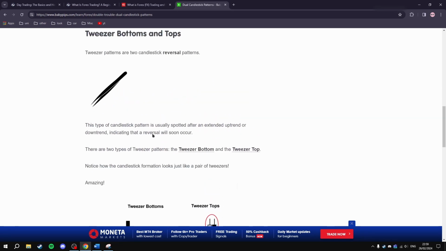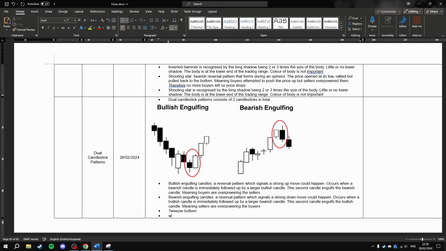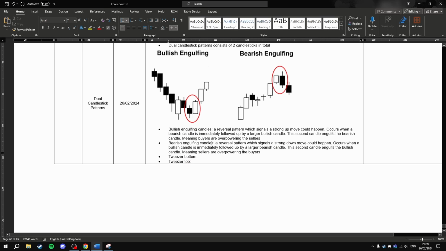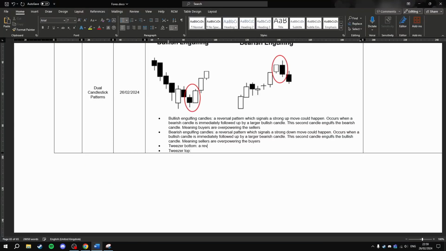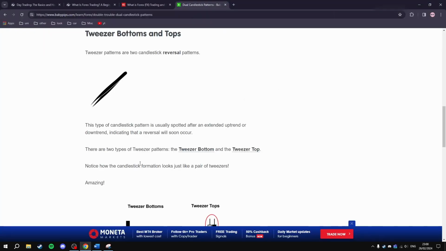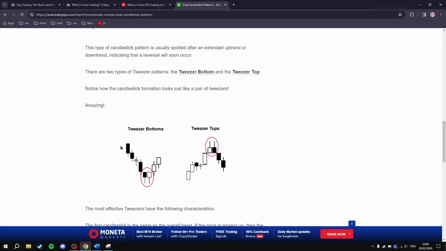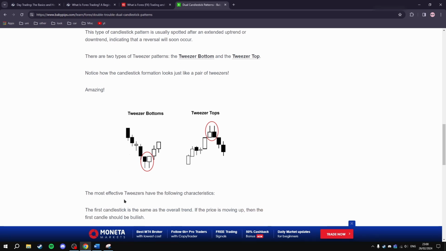Tweezer bottoms and tops. Tweezer bottom, tweezer top. Right, that's a nice tweezer here. Tweezer has two candlestick reversal patterns, so it's a reversal pattern. This type of candlestick pattern is usually spotted after an extended uptrend or downtrend, indicating that a reversal will soon occur.